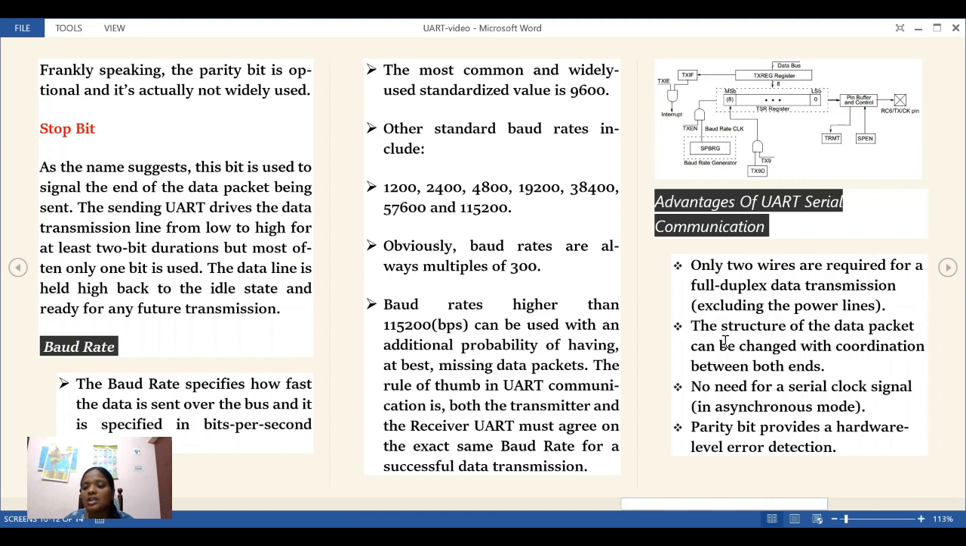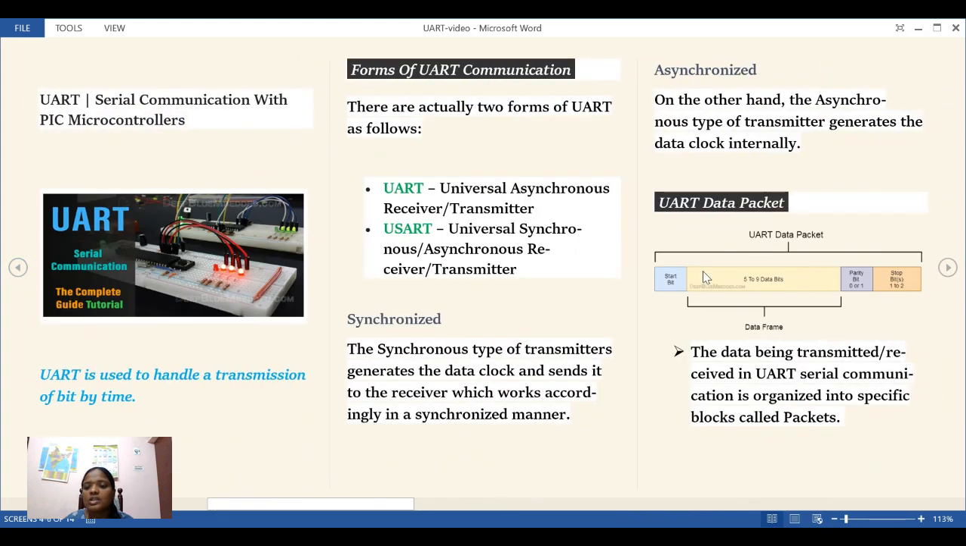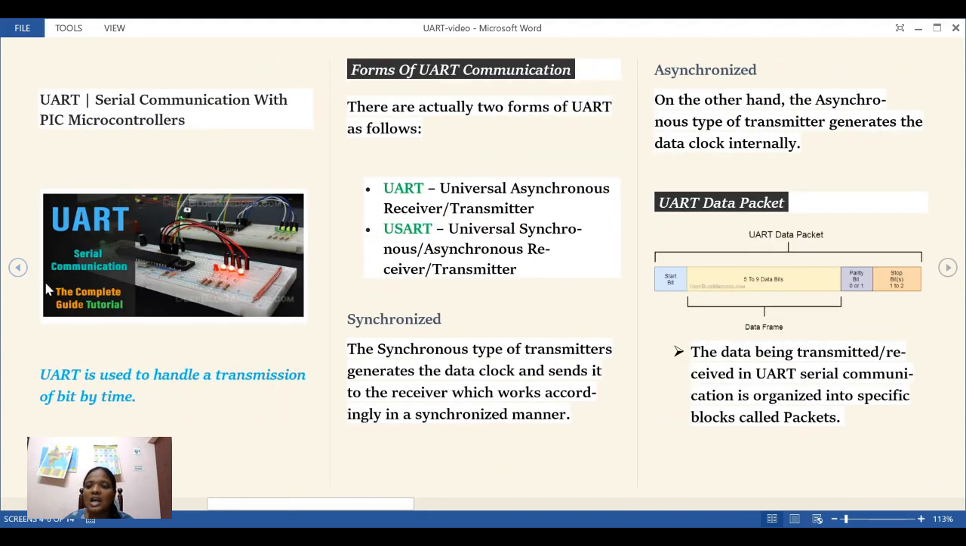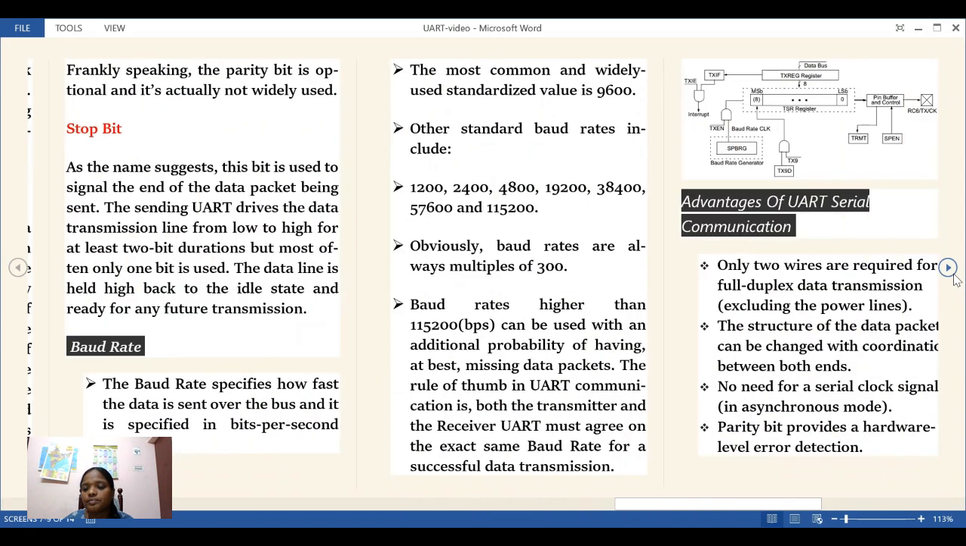And next, the structure of the data packet can be changed with coordination between the two ends. So what are the two ends here? These two. So the structure can be changed with the coordination. And here there is no need for a serial clock signal in the asynchronous mode. At the start, we saw that there is no need for the clock signal.